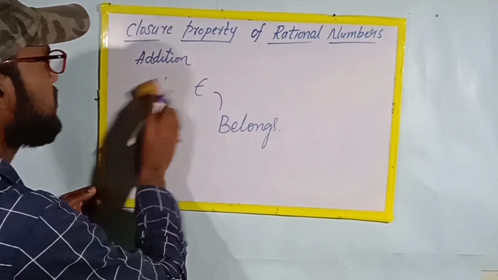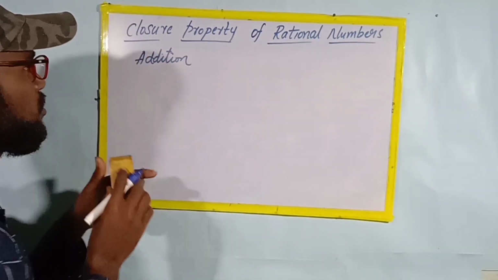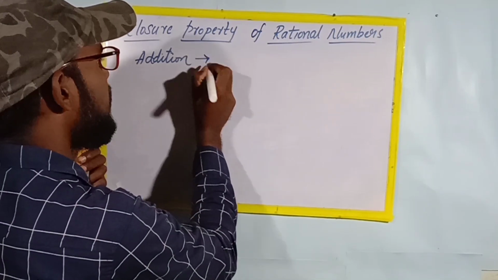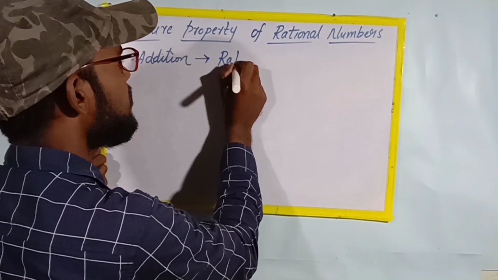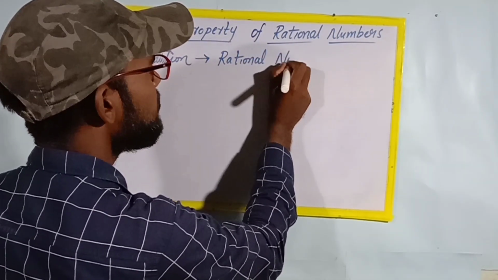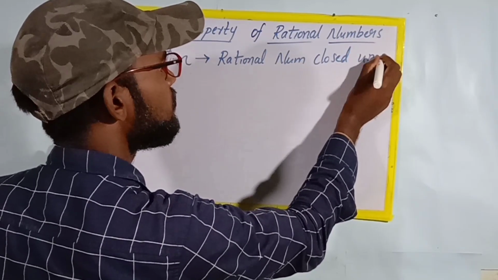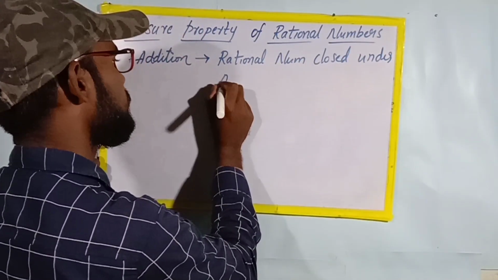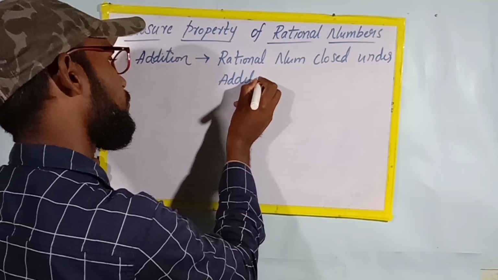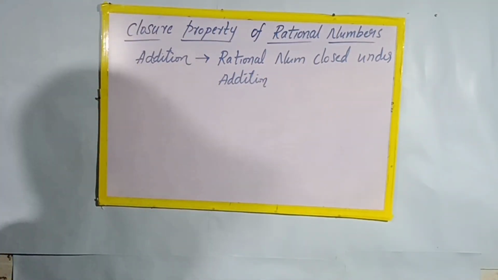Now next, what we can conclude for the closure property? Rational numbers are closed under addition. Next we are moving to subtraction.